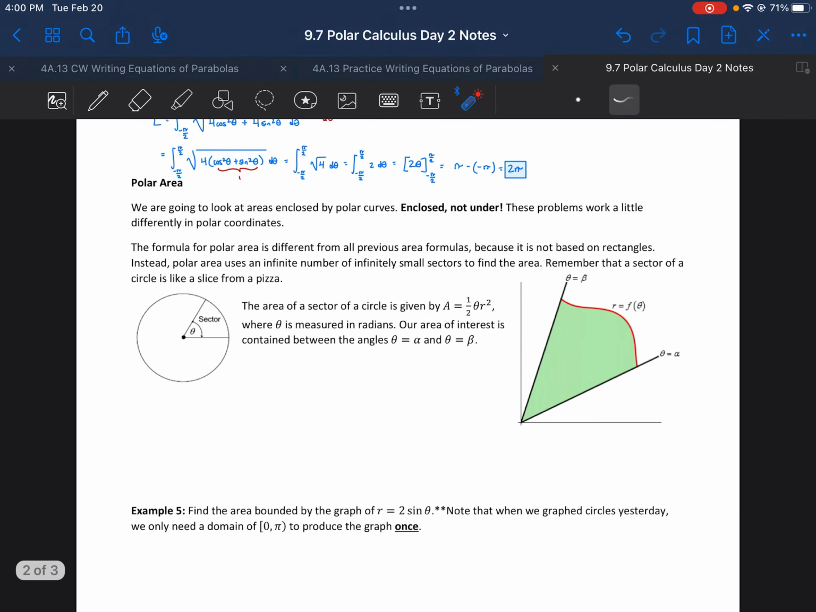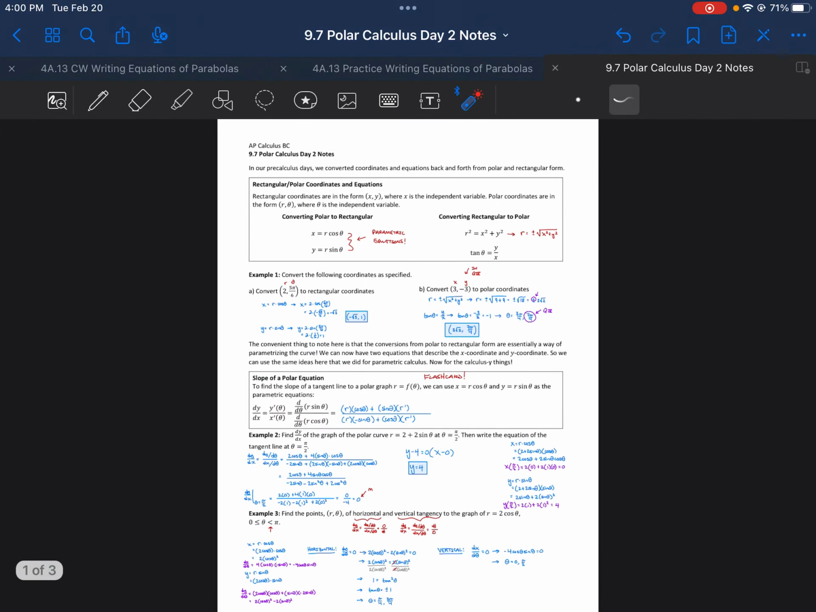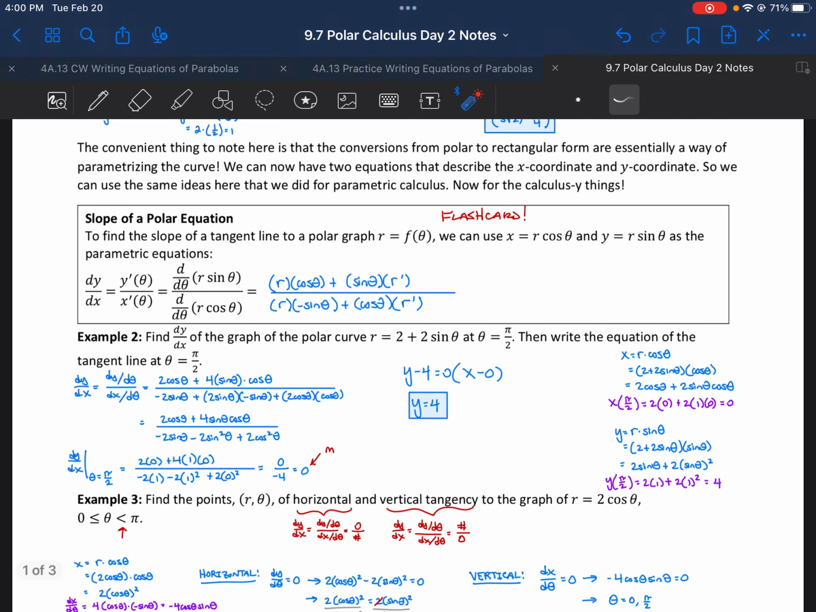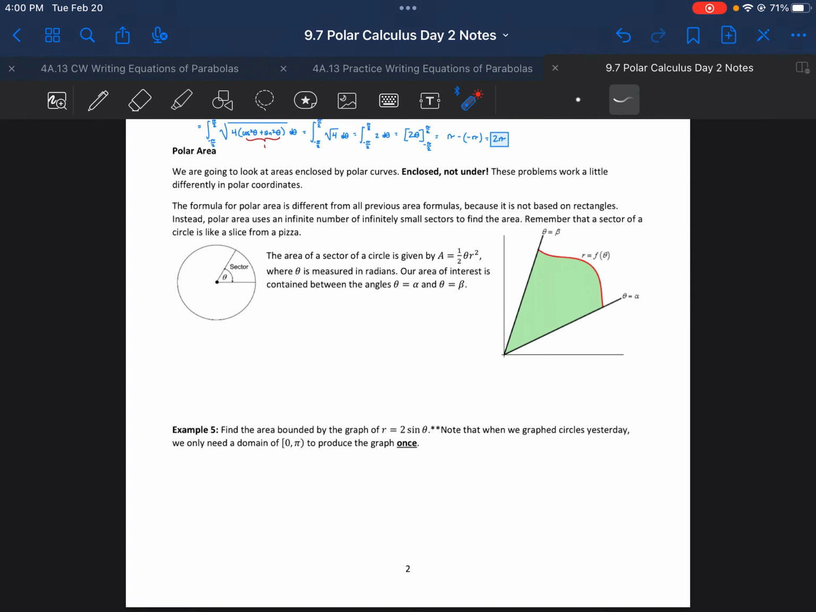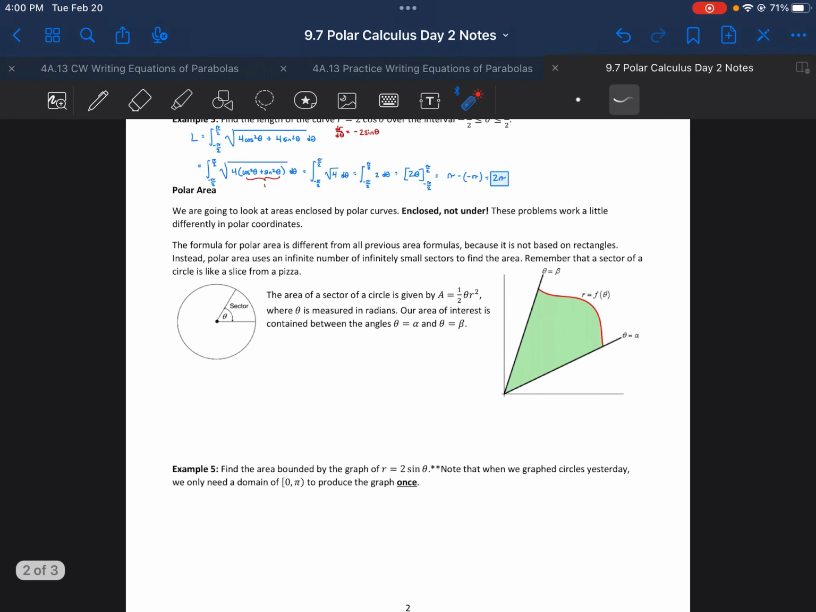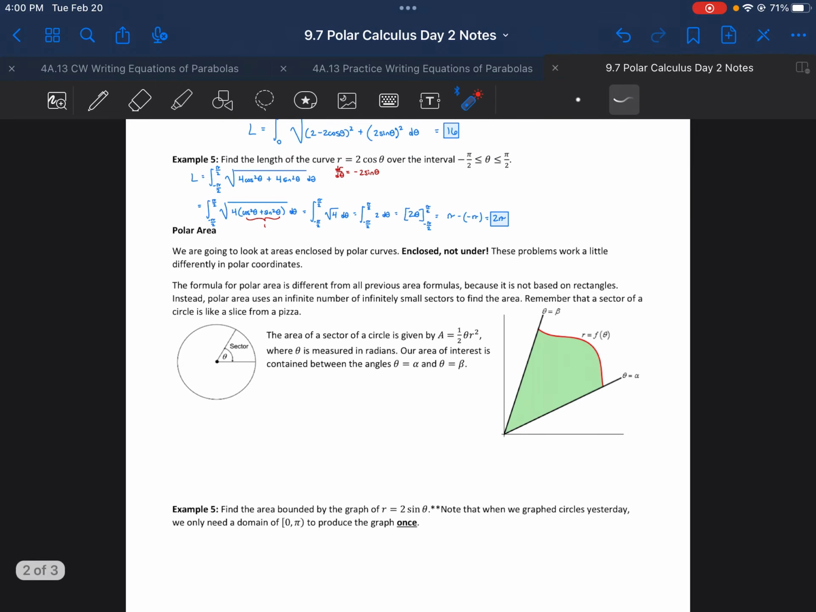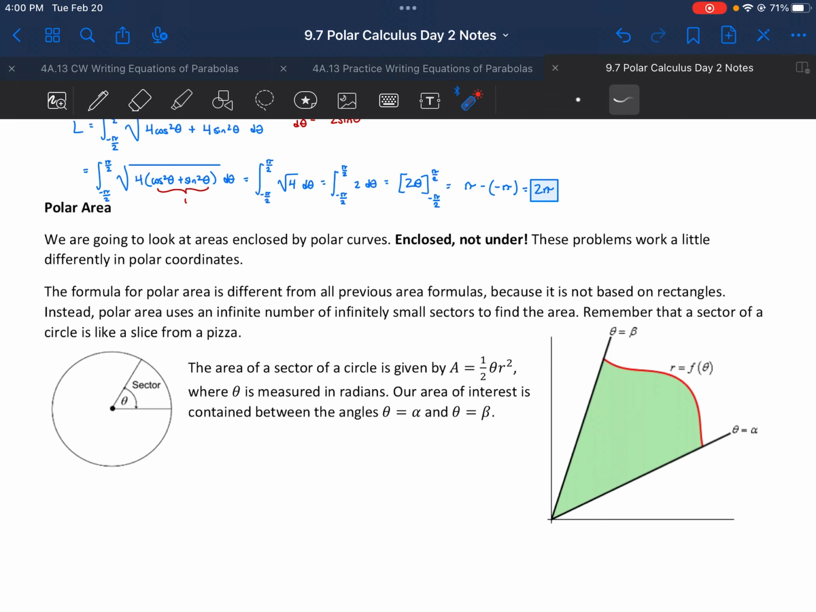Now, our next topic in the notes is a pretty jam-packed set of notes. We've got derivative, slope of a polar equation to help us find equations of tangent lines. We've got arc length of polar curves. And the last topic we're going to talk about today, and we're going to expand on in the next set of notes, is polar area. So we're going to look at areas enclosed by curves. Keyword though, enclosed, not under. These work a little differently than other area calculations we've done.